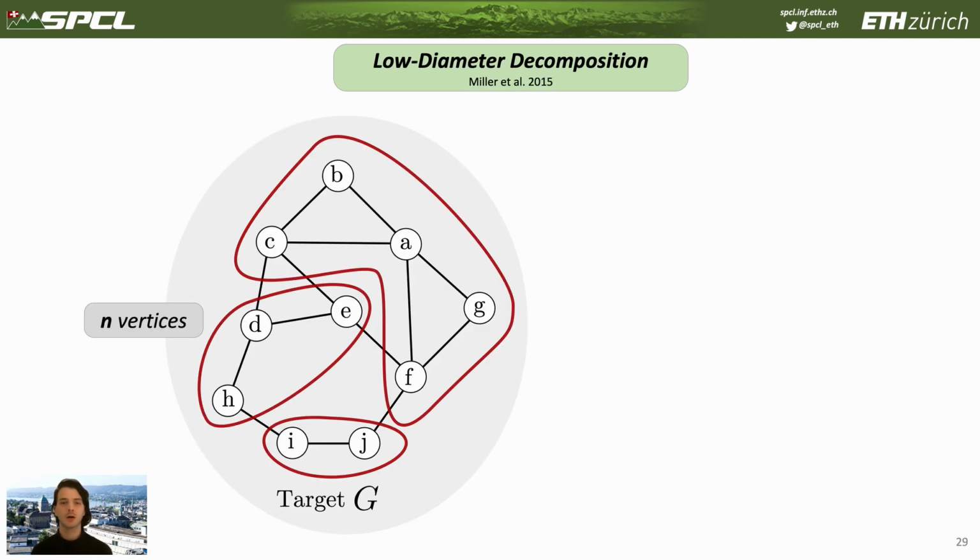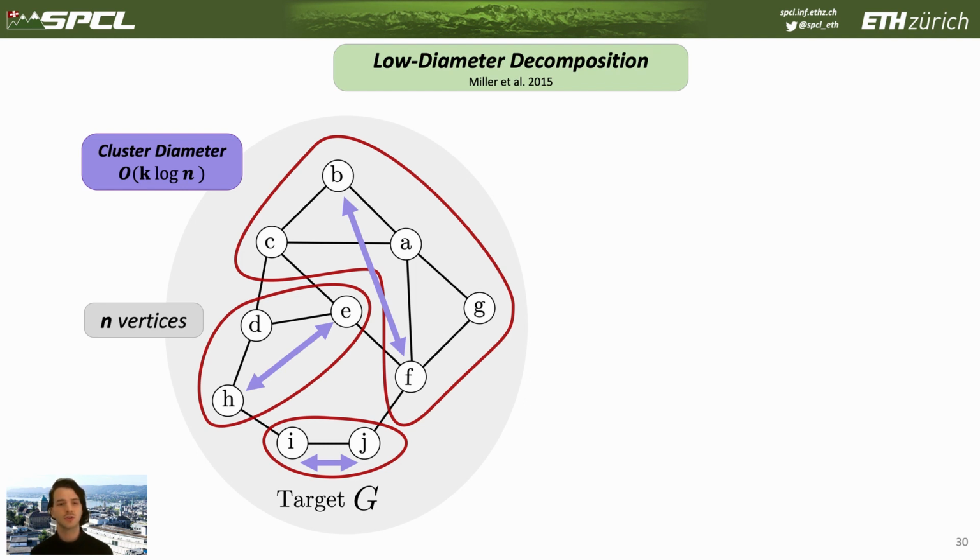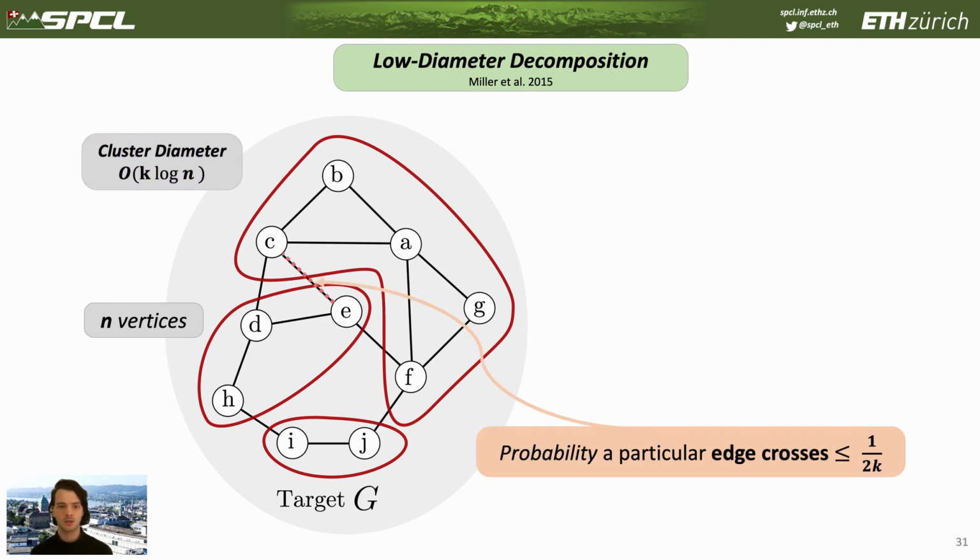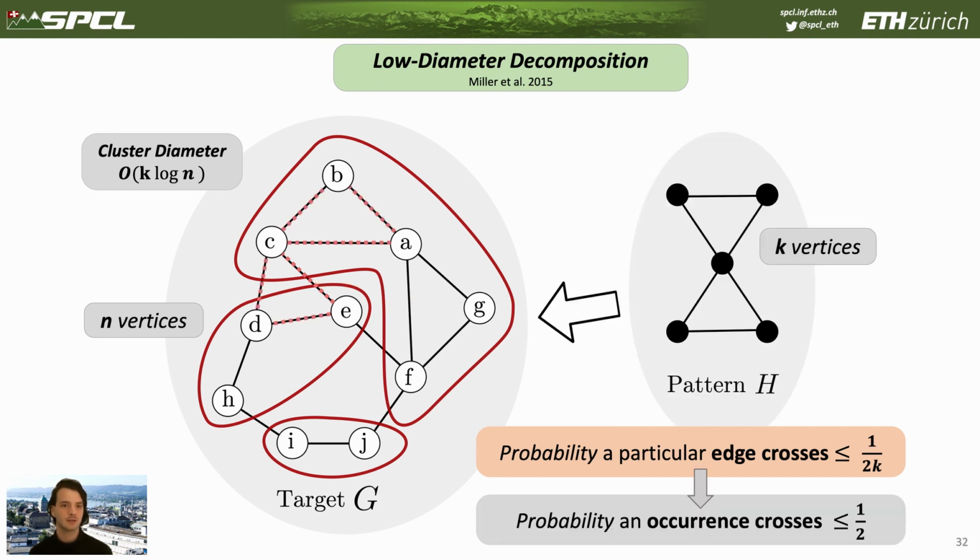The idea to overcome this sequential bottleneck is to use a randomized clustering of the graph. These clusters are vertex disjoint, and with high probability, each cluster has a small diameter. However, this diameter still depends on the size of the target graph, so we could not directly use the dynamic program on the clusters efficiently. We can ensure that the probability that a particular edge crosses the clusters is at most 1 over 2k.